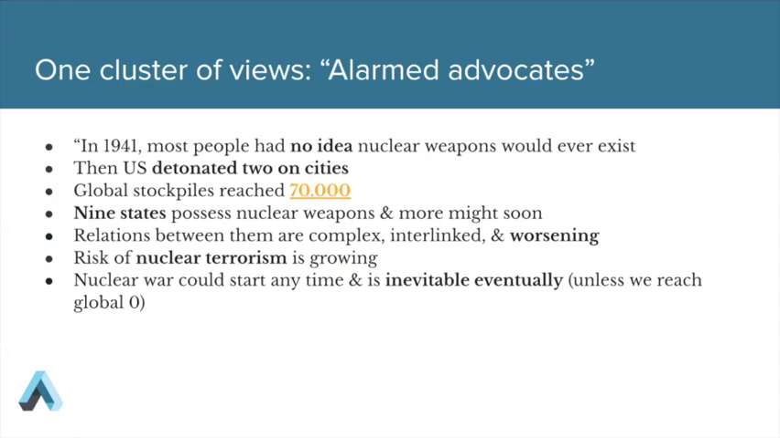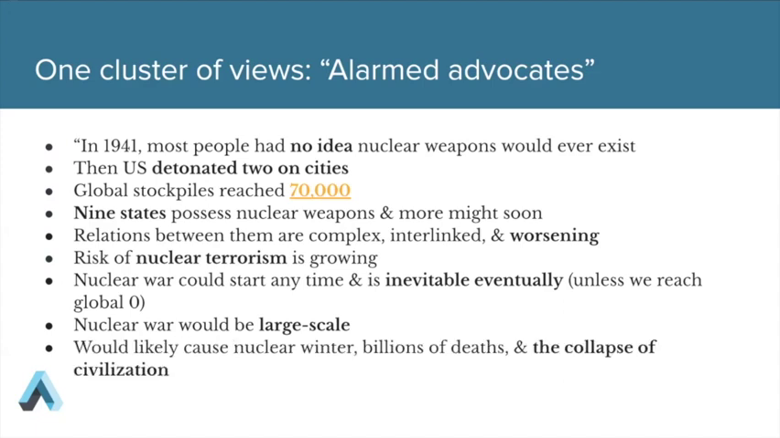If we go long enough with nuclear weapons in possession and we don't reach global zero, which means complete disarmament everywhere in the world, eventually at some point there'll be some accident, miscalculation, strange leader making a bad decision, and we'll eventually have this conflict. Nuclear war would, if it happened, be large scale. It would likely cause nuclear winter, billions of deaths, and the collapse of civilization.